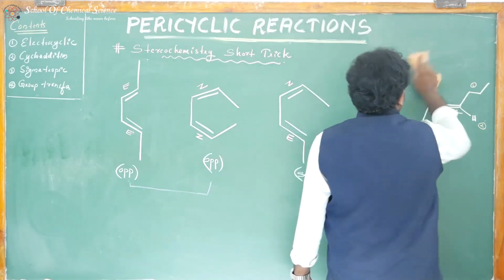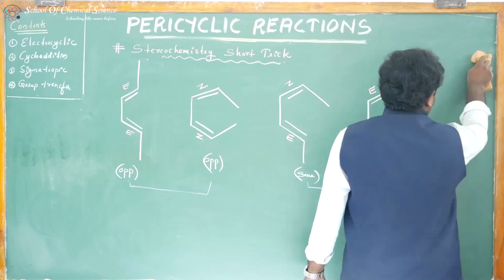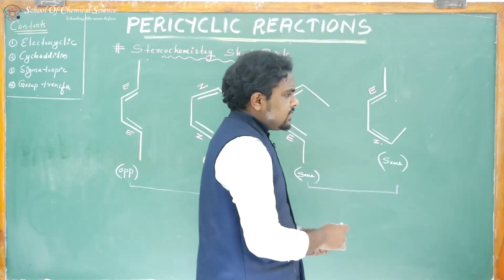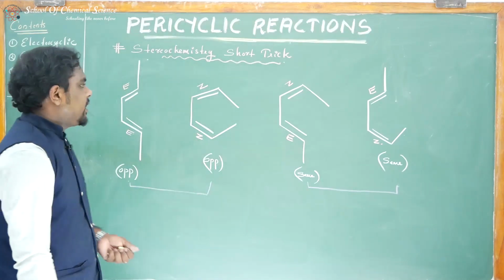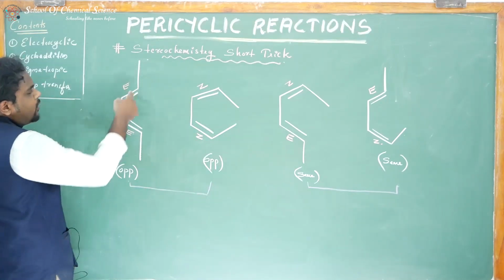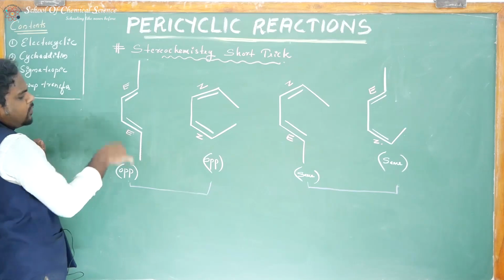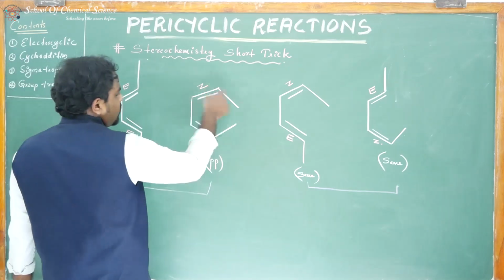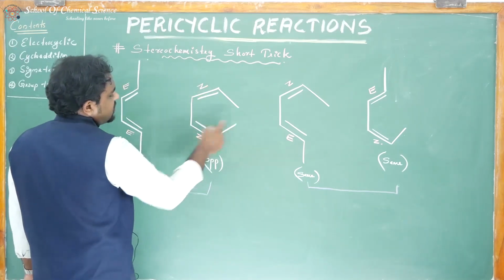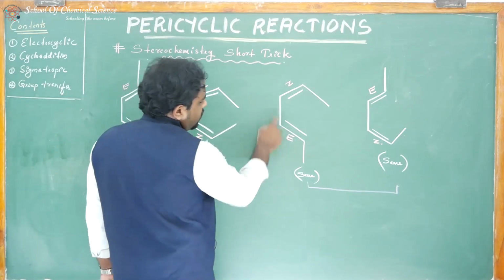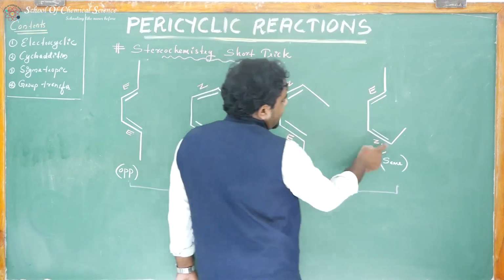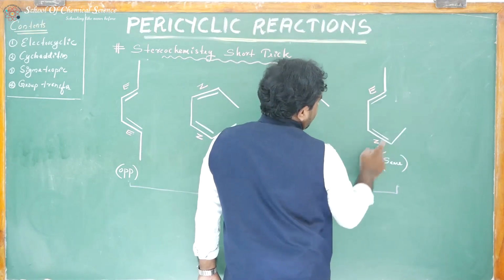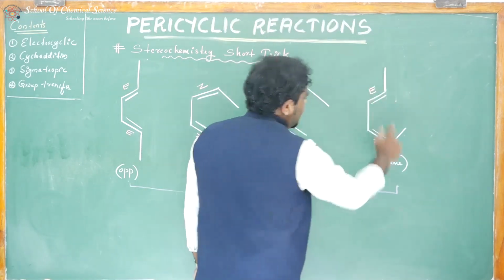Okay. Same priority group on the same side, that is Z. Same priority group on opposite sides, that is called E. So this alkene, same priority group on opposite sides, E. Here same priority group on the same side is Z. Same priority group on opposite sides, E. Same priority group on the same side is Z. Same priority group on opposite sides, E.